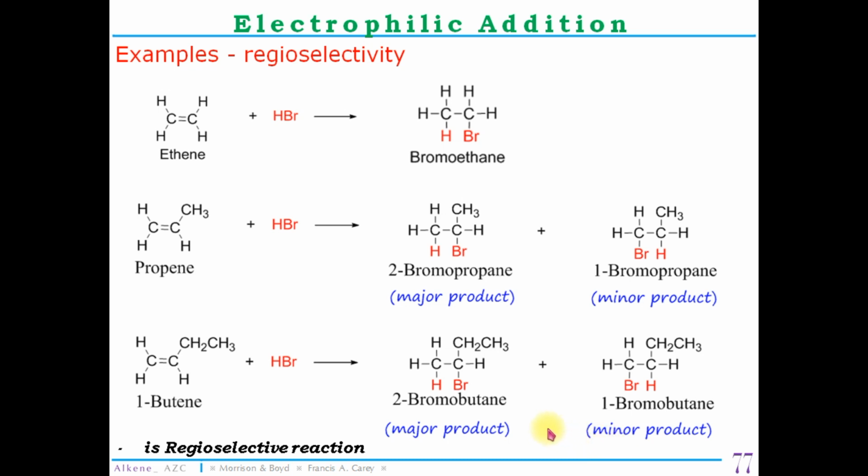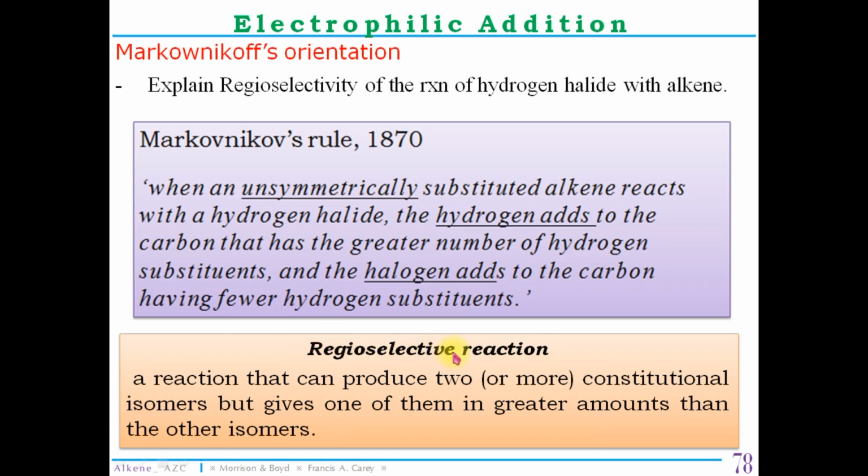So we can say that this reaction is a regioselective reaction. Here is the definition of a regioselective reaction: a reaction that can produce two or more constitutional isomers but gives one of them in greater amounts than the other isomers. This regioselectivity of electrophilic addition reaction is explained by Markovnikov, so it is also called Markovnikov's orientation.